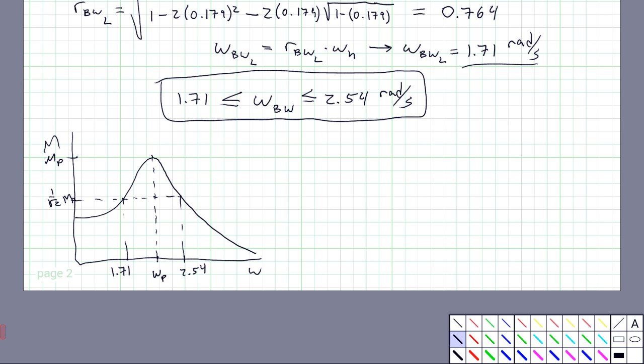It's a good idea to find that peak frequency just to do a quick reality check, and we know that's going to be omega n times the square root of 1 minus 2 zeta squared. I gave you that. If you plug in omega n and zeta, you're going to find that omega p is 2.16 radians per second. And if you look at the numbers, 2.16 is right in between the two that we found. So it checks out. It's good. I'm happy. All right.